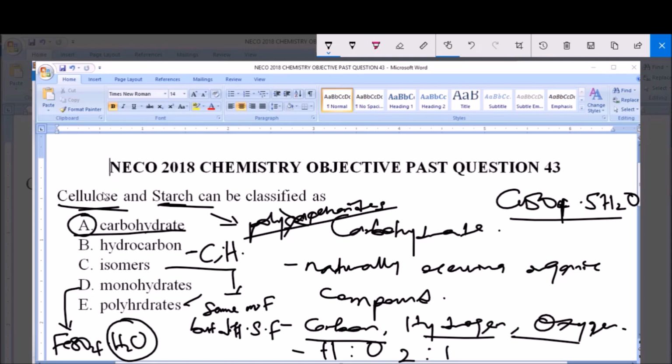Cellulose and starch can be classified as carbohydrates. So that is the answer to this question. Option A is the correct answer.